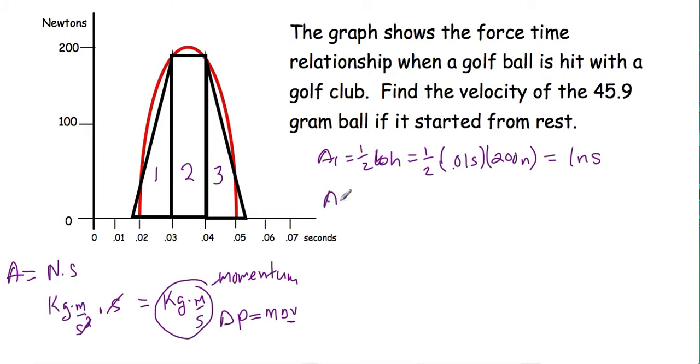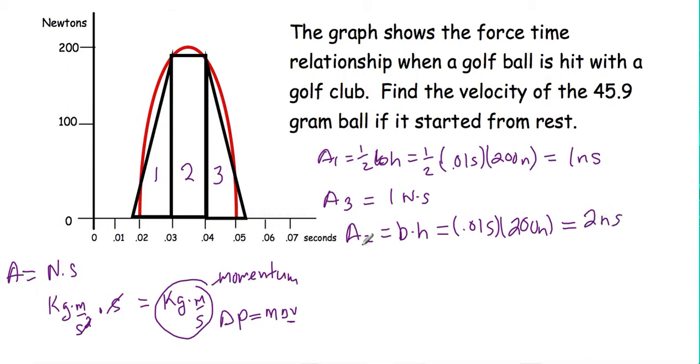Area 3 is the same, because these triangles are the same, just flipped. Area 2 is simply a rectangle, which would be base times height. The base is going to be the same, 0.01 seconds. But the height this time is 200 newtons, so it's very similar. But this one turns out to be 2 newton seconds. Our total area is equal to 4 newton seconds.